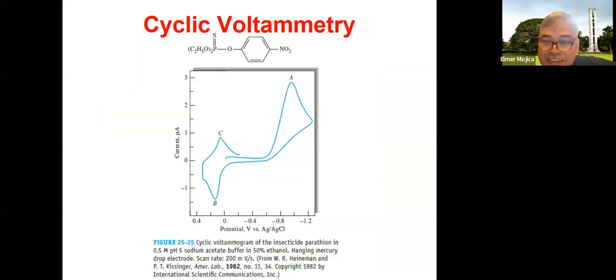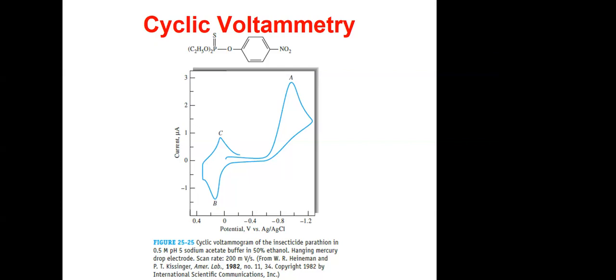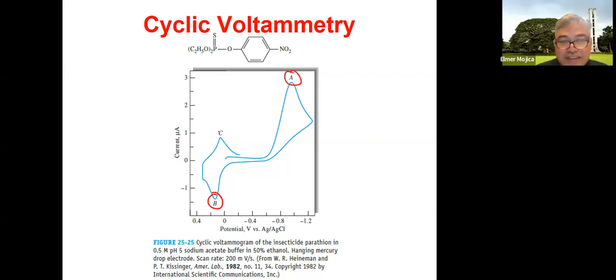And then this one. So this is parathion, an insecticide that is used in agriculture. So they use a hanging mercury drop electrode at this scan rate. So see what happens here. So you may ask yourself, how do we interpret this? How many peaks do you observe? Anyone? 3 peaks po. So you have one here, another one here, and another one here.